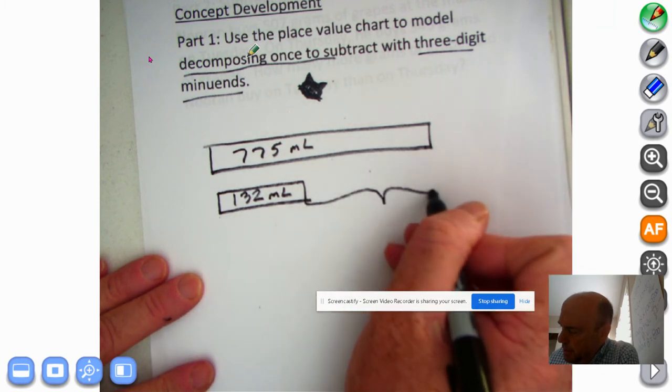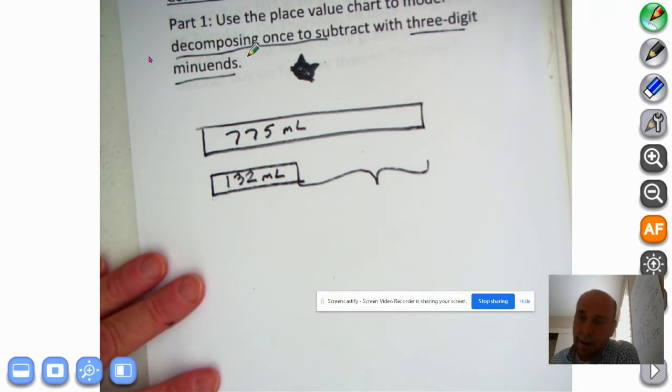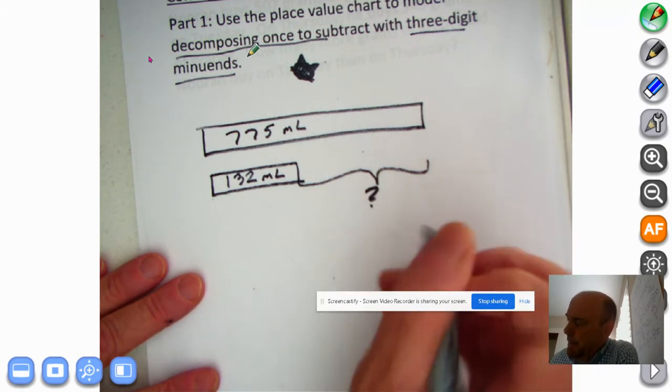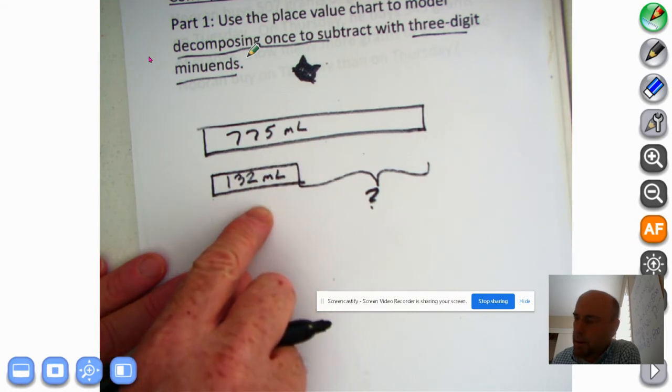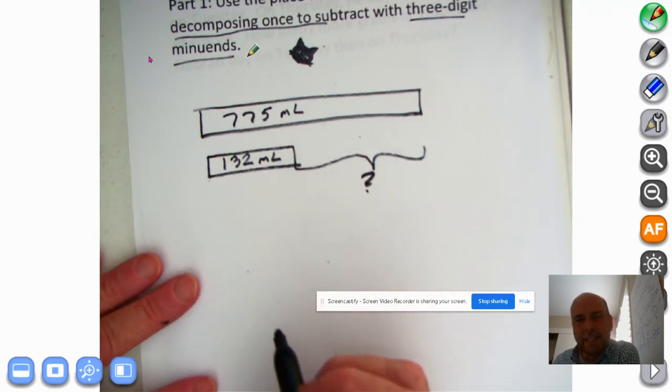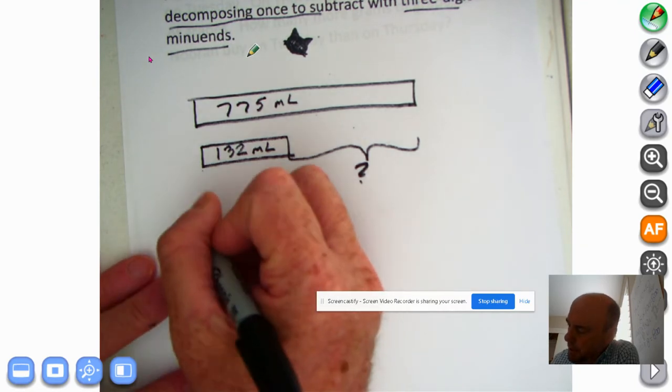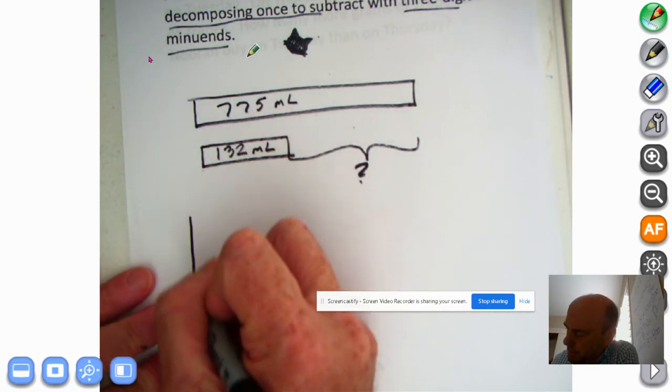So then she thought, you know what? I want to know how many milliliters of water I drank. So she said, how can I figure this out? Because we had 775 to start with. When she got back from the hike, there was only 132. Well, that is a subtraction problem. So let's take a look at a place value chart.